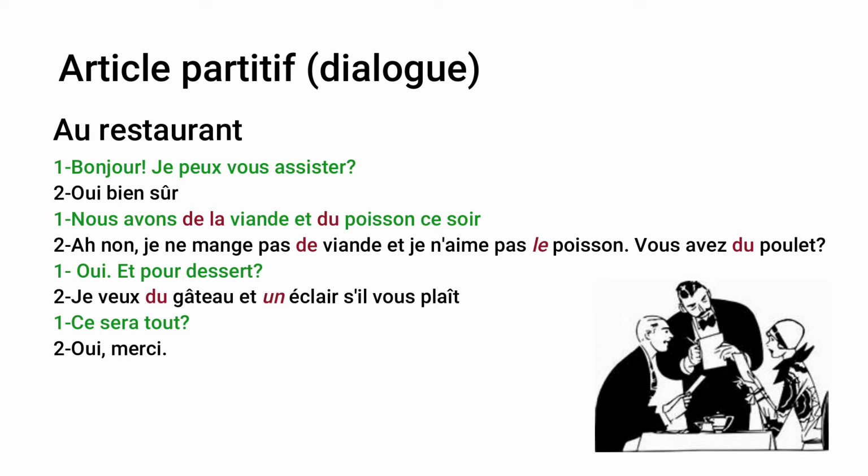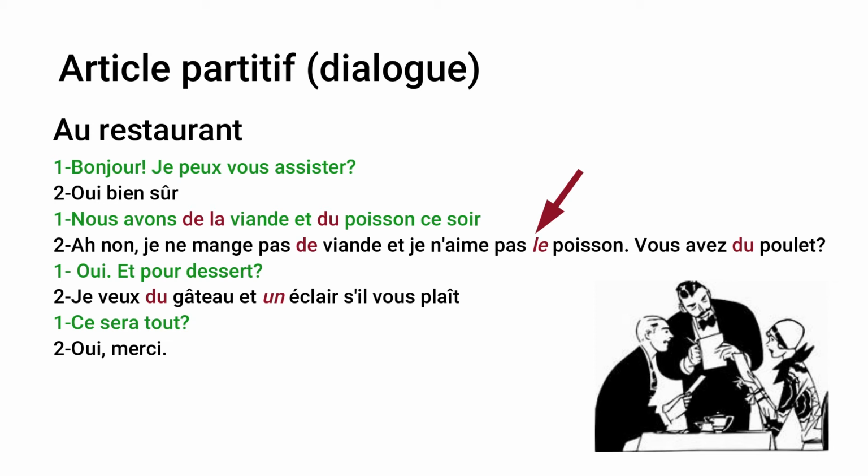Ah non, je n'aime pas de viande. Notice how it's de la viande in the previous sentence, and here you will see it's de viande. So that's because there's a négation. Je ne mange pas de viande. Right? Et je n'aime pas le poisson. So now the question comes. Why is it not je n'aime pas de poisson? Well, that should have been the logic, right?